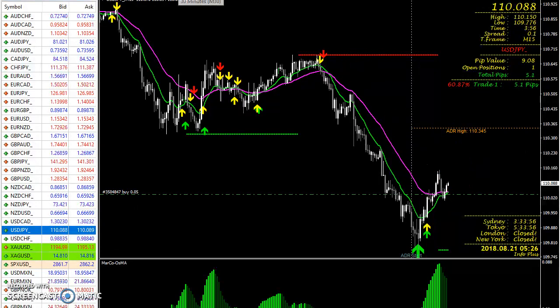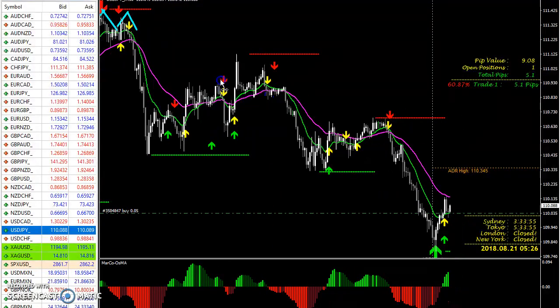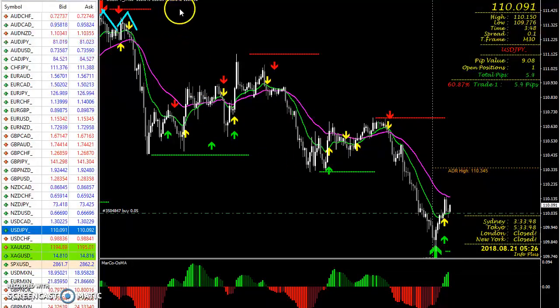And here's another thing that I do to confirm a trade when I'm about to take it and just walk away and just relax: I also look for the big arrow.